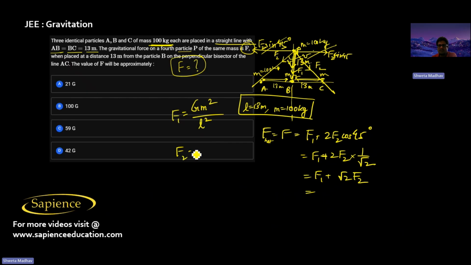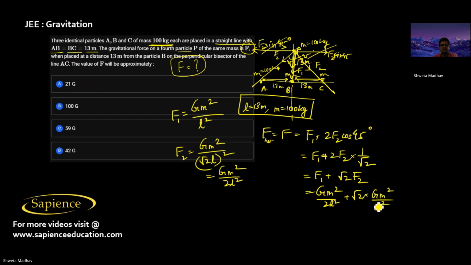And F2 will be equal to Gm square by, this is L, so this is root 2L, the whole square. So that is Gm square by 2L square. So this is Gm square by 2L square plus root 2 into Gm square by L square. So this will be equal to Gm square by L square into (1 by 2 plus root 2).